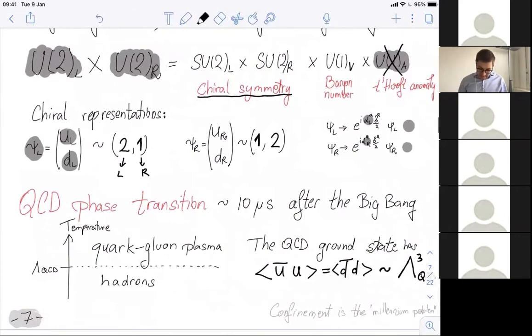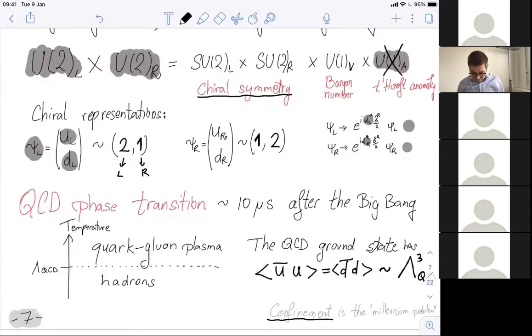So now we come back to the QCD phase transition. About 10 microseconds after the Big Bang, there was this transition in QCD. When the temperature dropped below the QCD scale, there was this phase transition of quark-gluon plasma going to hadrons. And this is the phenomenon of confinement.